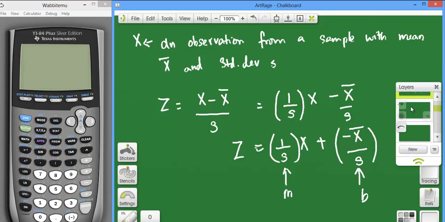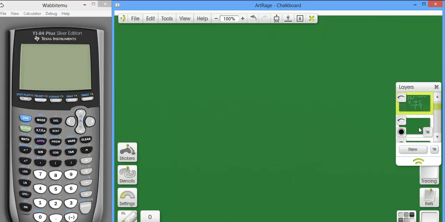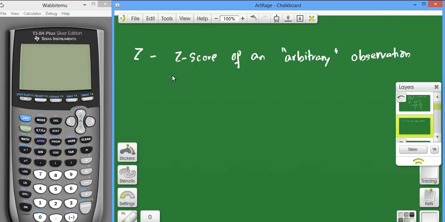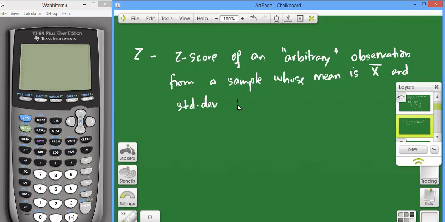you have an observation x which resulted in a z-score of z. So, let z be the z-score of an arbitrary observation from a sample whose mean is x bar and standard deviation is S. Now, I call it arbitrary because the observation could come from the sample itself, or it could be something that does not belong to the sample. In other words, the observation may not necessarily be a part of the sample itself.